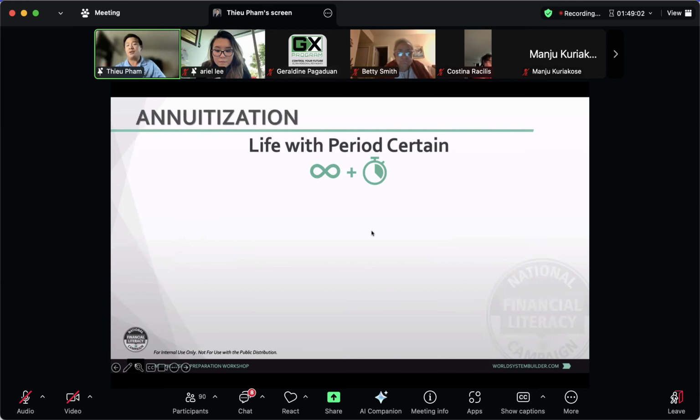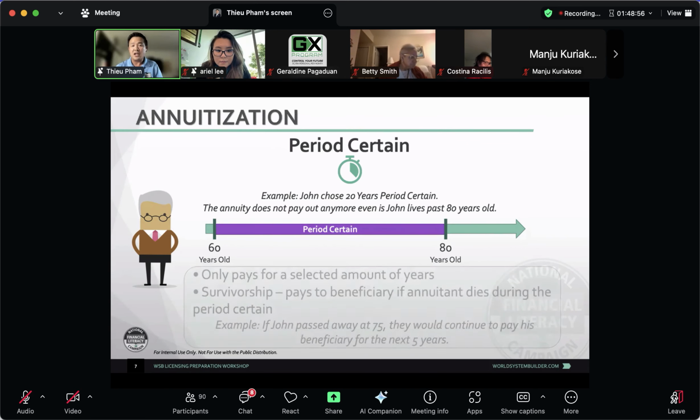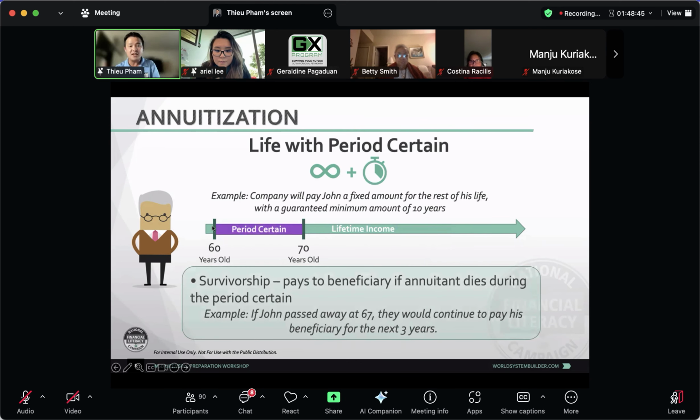All right, so life with period certain. Earlier there was life. Now we have something called life with period certain. For example, the company will pay John a fixed amount for the rest of his life with a guaranteed period of 10 years. So in this example, at 60, he's guaranteed for at least 10 years.